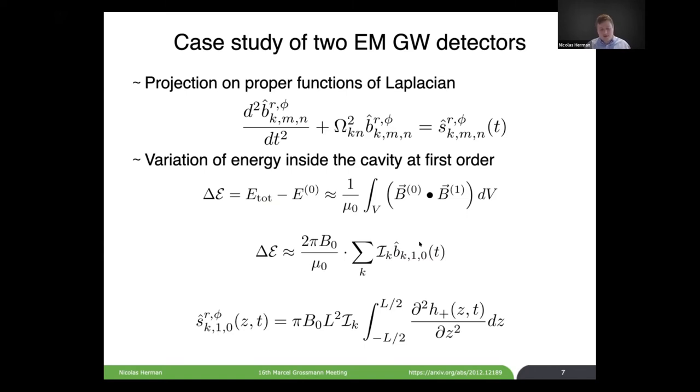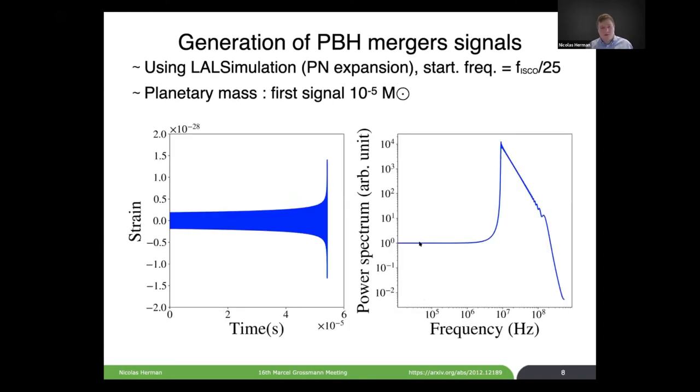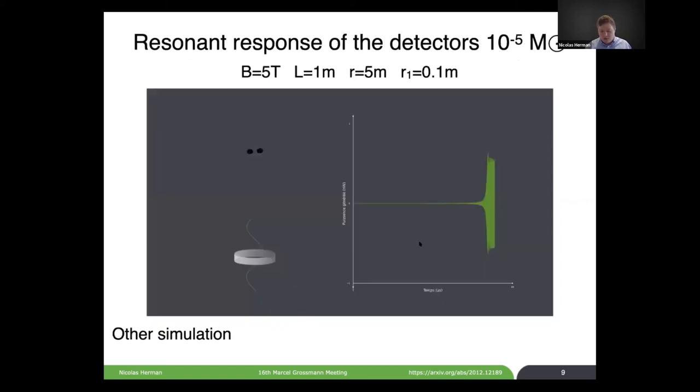And so with this theoretical development, we can make some numerical simulations. We use the LAL simulation algorithm for a primordial black hole merger of two black holes of 10 to the minus 5 solar masses. And we have this waveform and this frequency content. And I made a small video to see what happened numerically.